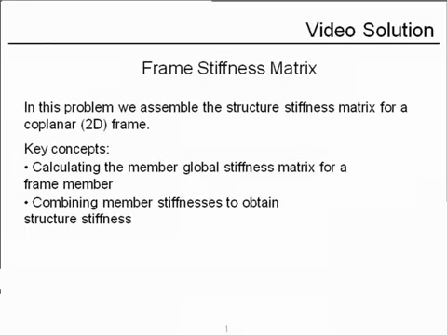Before we can apply the stiffness method to analyze a frame, we have to compile the structure stiffness matrix. And so we will do that for a coplanar or 2D frame in this problem. The key concepts we'll use are calculating the member global stiffness matrix for a frame member and combining member stiffnesses to obtain the structure stiffness.